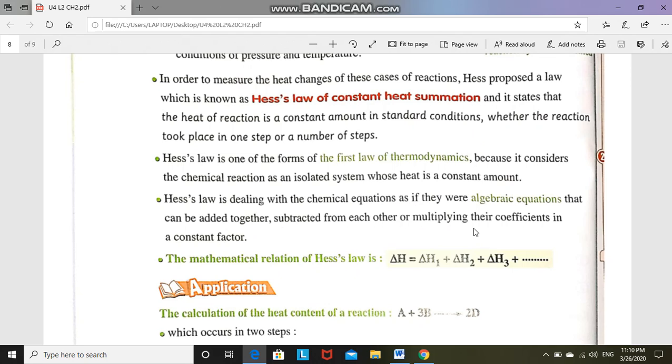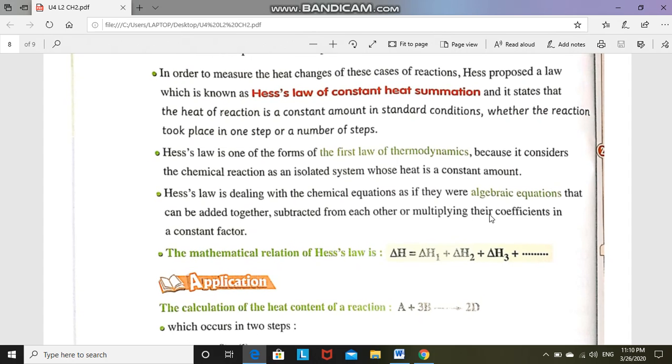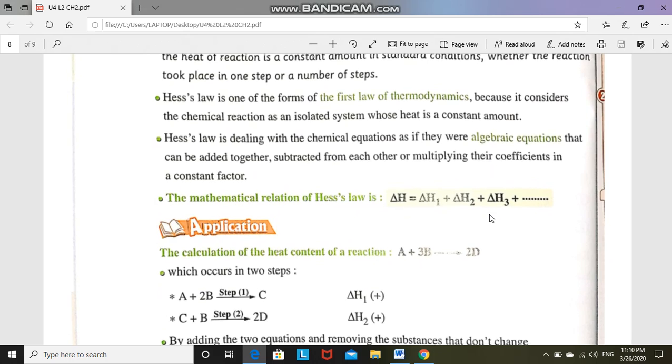Also, we can consider it as an algebraic equation. Why? We can add or subtract. If we subtract, we reverse the reaction, so the products will be reactants and the reactants will be products. At the end, the mathematical relation of Hess's law means that delta H equals delta H1 plus delta H2 plus delta H3. How can we calculate the heat content of a reaction?